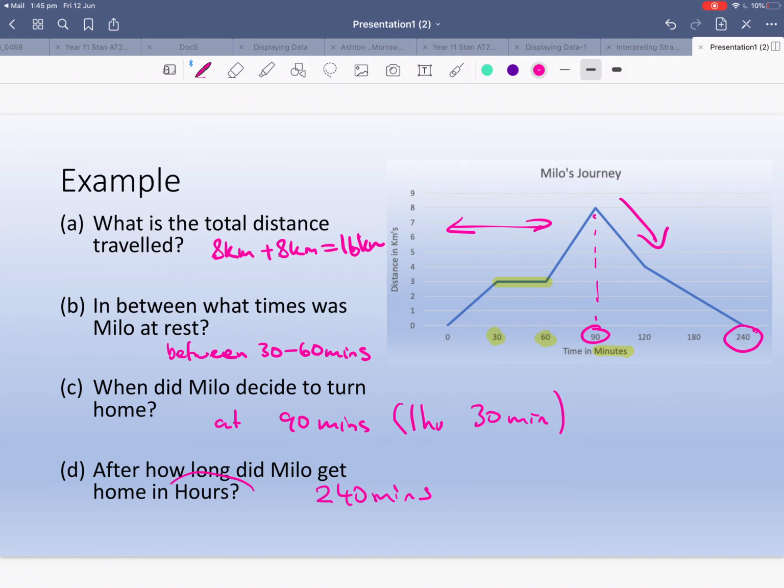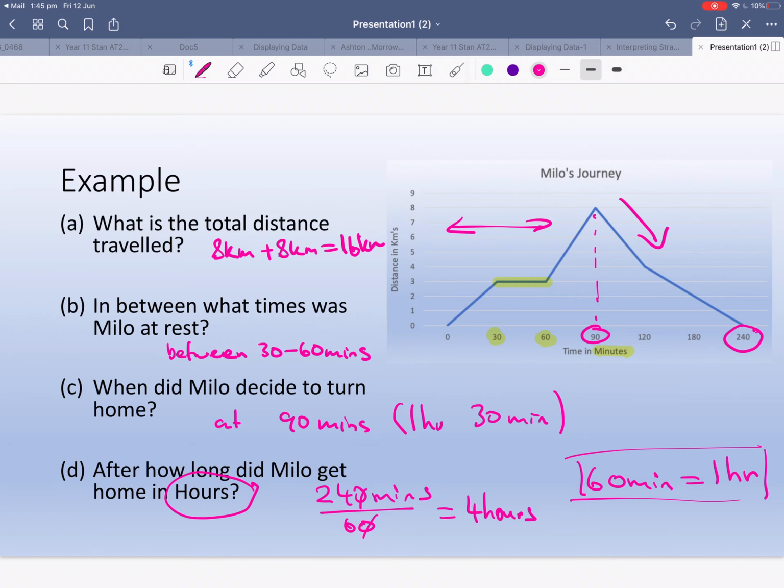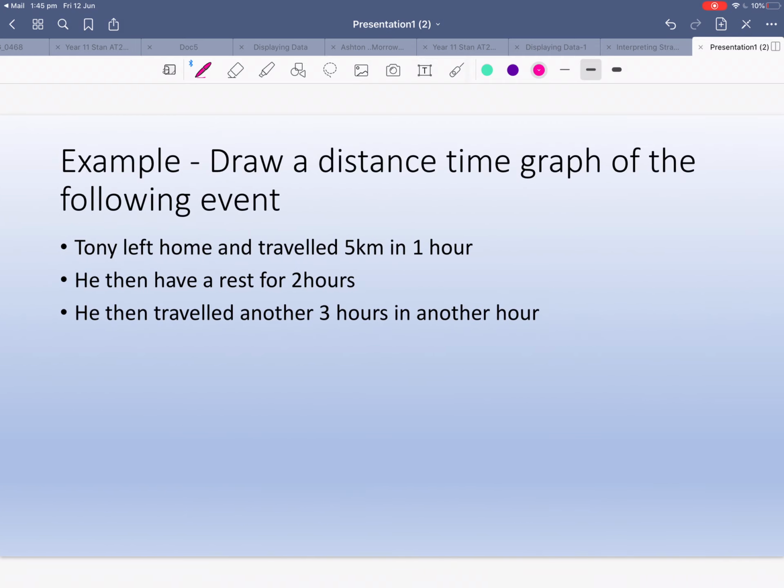Now, it wants it in hours. Now there's 60 minutes in 1 hour. So I have to divide this by 60. Okay. So I get 4 hours as my answer. All right. So there's 60 minutes in 1 hour. So 240 minutes is 4 hours and we're set. So distance time graph works like this. Let's do a second example.